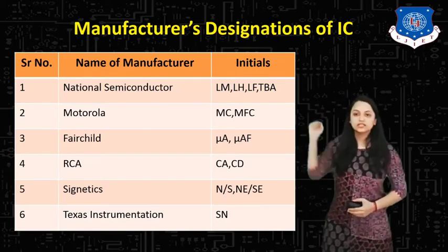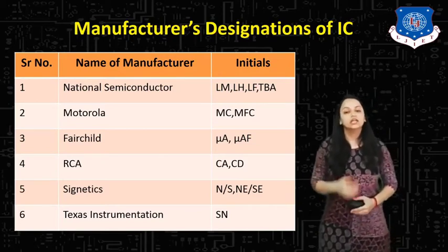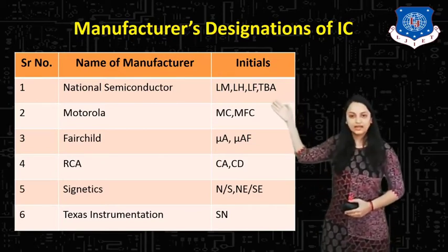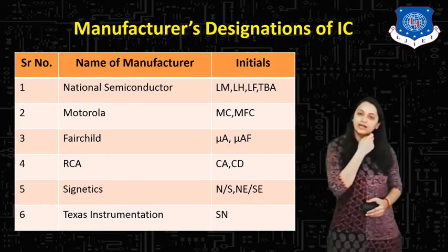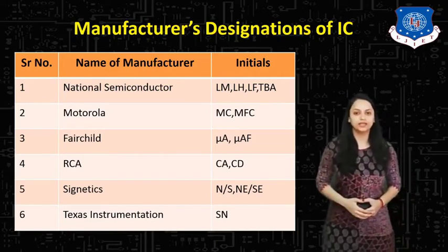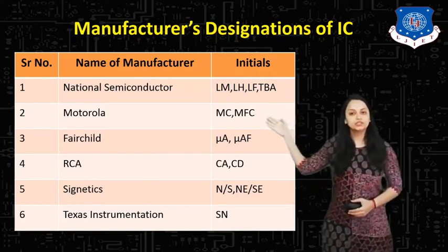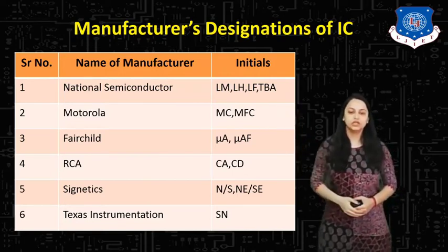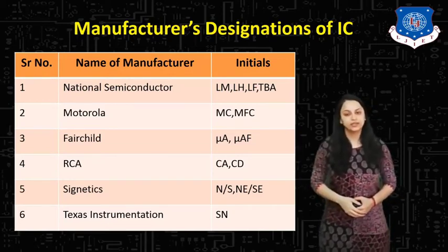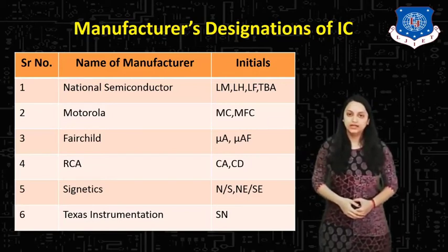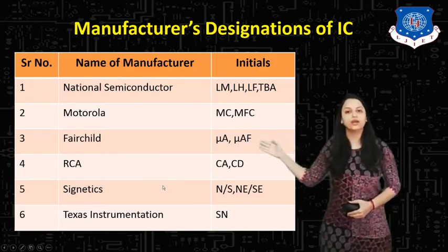Here the first is National Semiconductor. If the manufacturer is National Semiconductor, the initials written on the IC will be LF, LH, LM or TBA. If you see these designations on a particular IC, that indicates the manufacturer is National Semiconductor. Second one is Motorola. The initials used by Motorola are MC or MFC. So if MC or MFC is used, that indicates Motorola has manufactured this IC. The third manufacturer is Fairchild. If Fairchild has manufactured the IC, it will use the initials mu A or mu F.